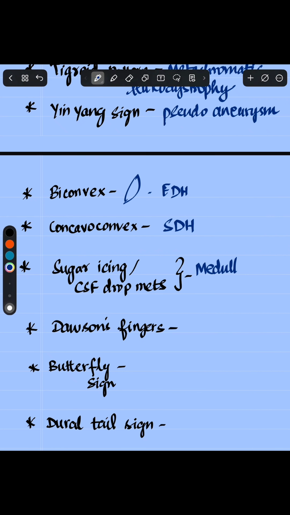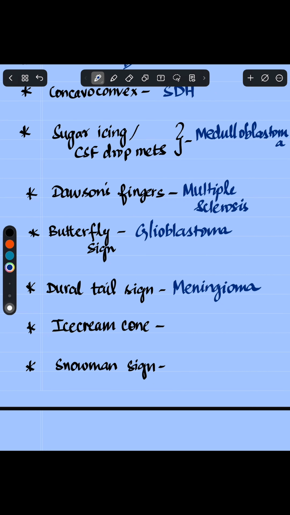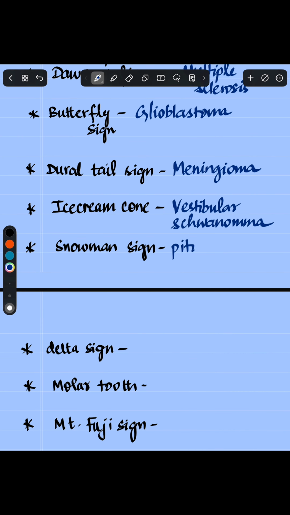Sugar icing or CSF drop metastasis you can see in medulloblastoma. Dawson's finger you can see in multiple sclerosis. Butterfly sign you can see in glioblastoma. If you can see a dural tail sign, this is meningioma. Ice cream cone appearance is vestibular schwannoma. Snowman's sign is pituitary macroadenoma.